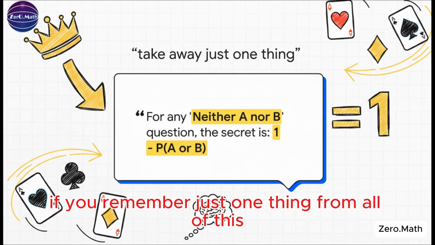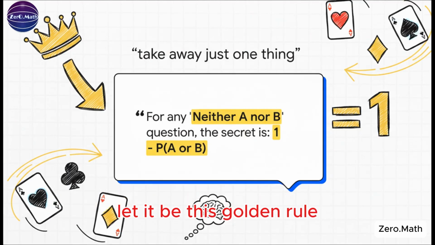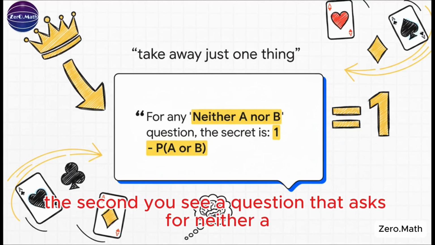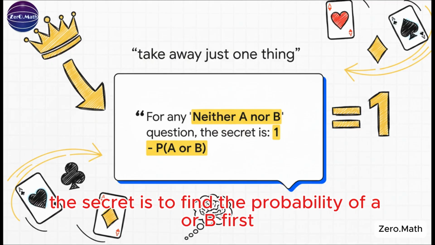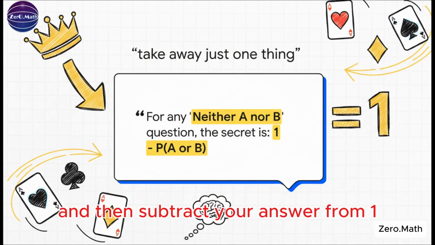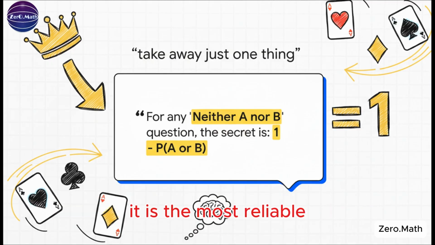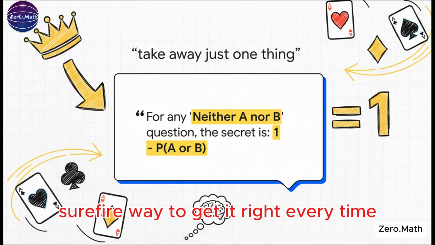Honestly, if you remember just one thing from all of this, let it be this golden rule. The second you see a question that asks for neither A nor B, a light bulb should go off in your head. The secret is to find the probability of A or B first, and then subtract your answer from 1. It is the most reliable, surefire way to get it right every time.